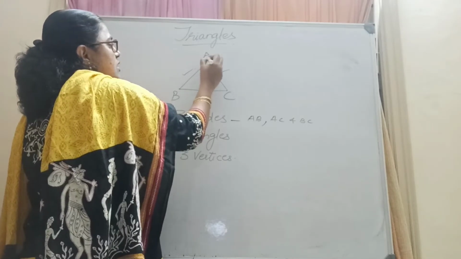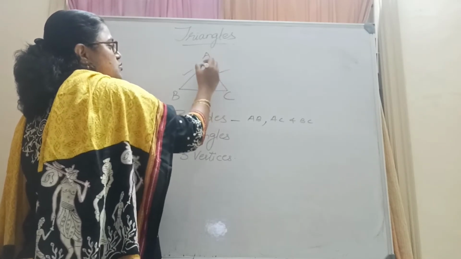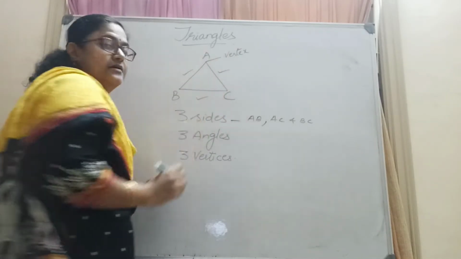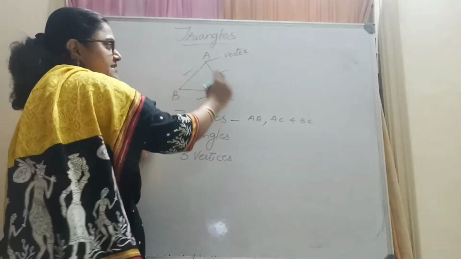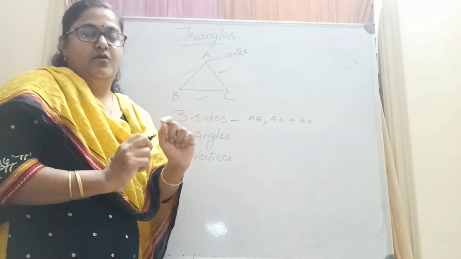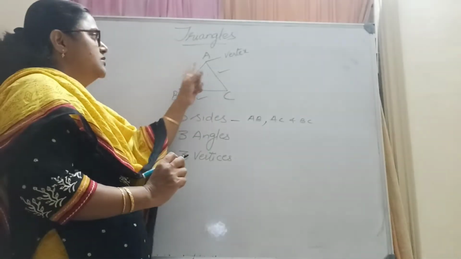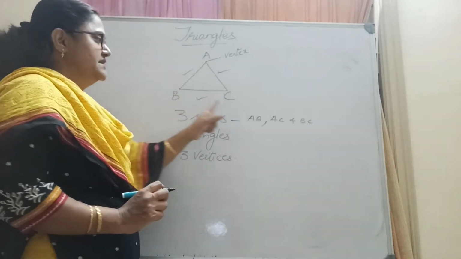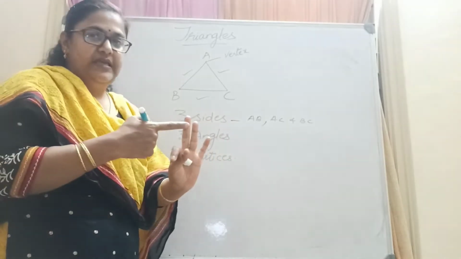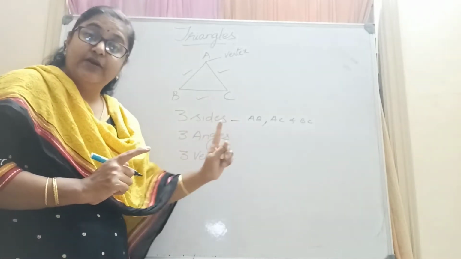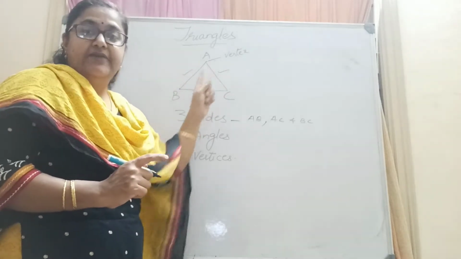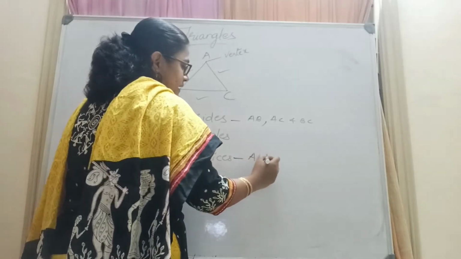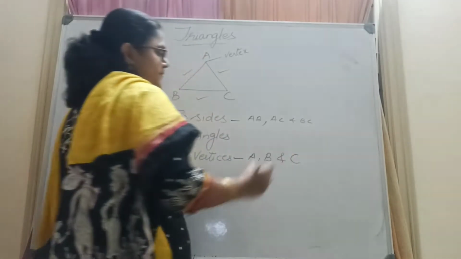The point where two sides intersect or meet, or you can even say touch each other, is called a vertex. Now how many are there? A, B, C. Three vertices. Each one, in singular, is a vertex. In plural, I have got three, so I have got three vertices. They are A, B and C.